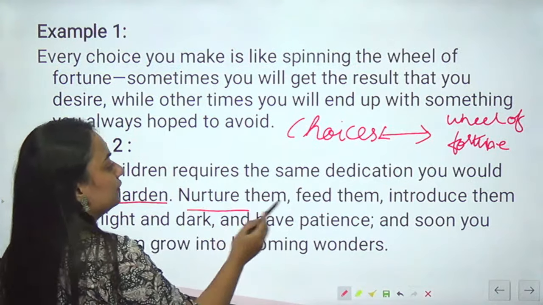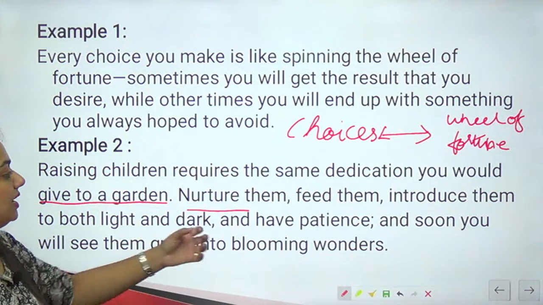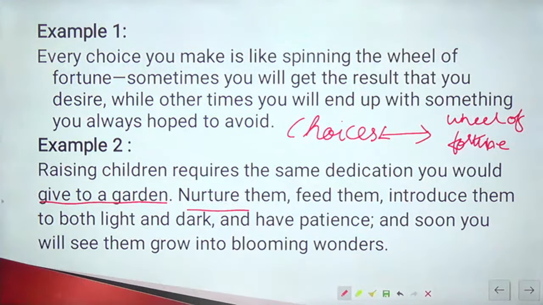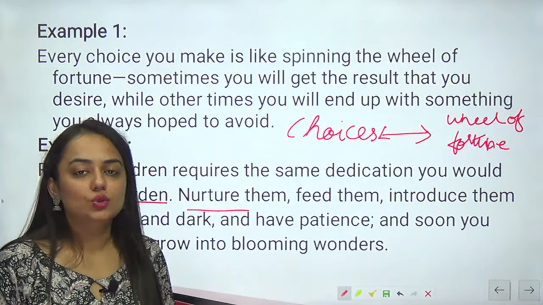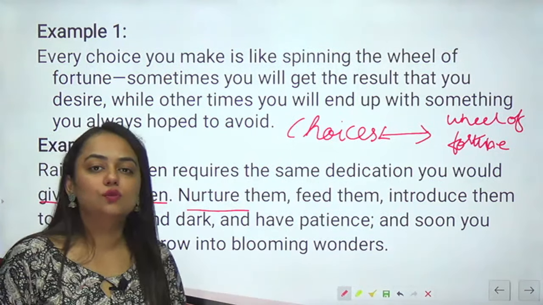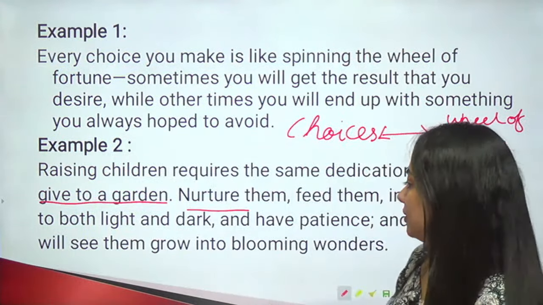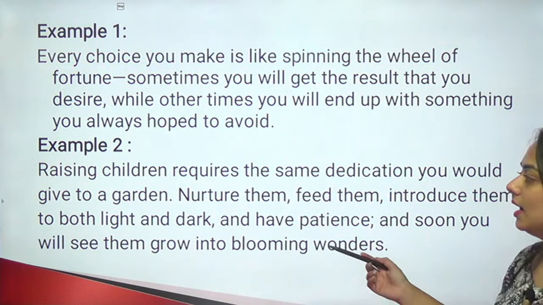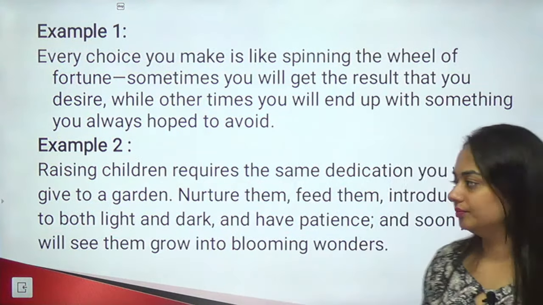Nurture them, feed them, introduce them to both light and dark, and have patience. You have to show patience in both the situations, and soon you will see them grow in blooming wonders. Soon those plants, those flowers, those kids, they start budding if you take proper care. So here again, two things are compared. An analogy has been drawn between raising children and gardening.